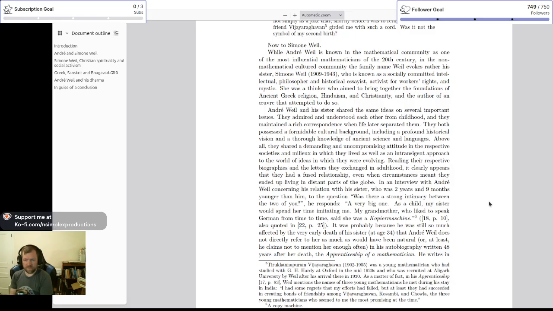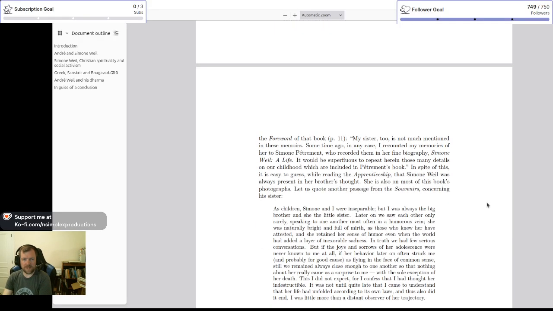In his autobiography, written 48 years after her death, The Apprenticeship of a Mathematician, he writes in the foreword of that book, "My sister, too, is not much mentioned in these memoirs. Some time ago, in any case, I recounted my memories of her to Simone Pétremont, who reflected them in her fine biography, Simone Weil, A Life. It would be superfluous to repeat herein those many details on our childhood, which are included in Pétremont's book."